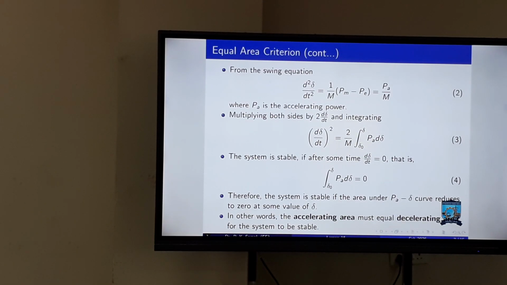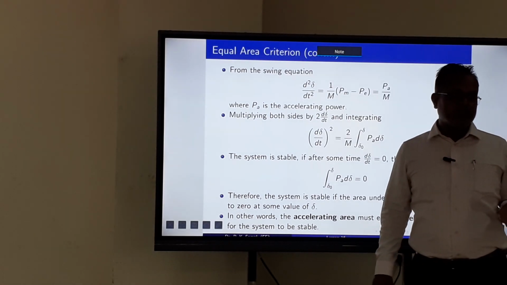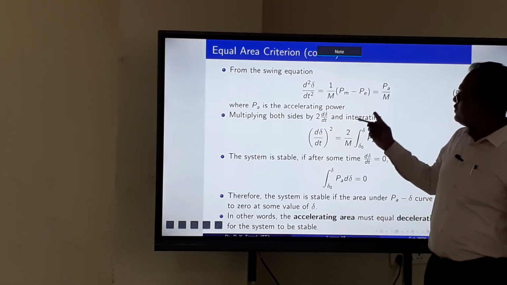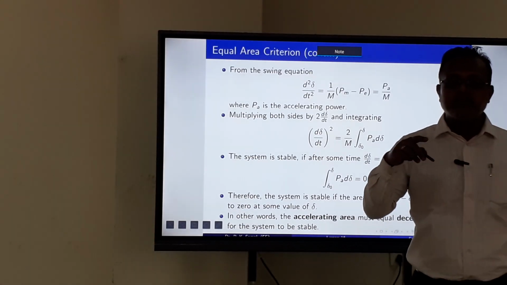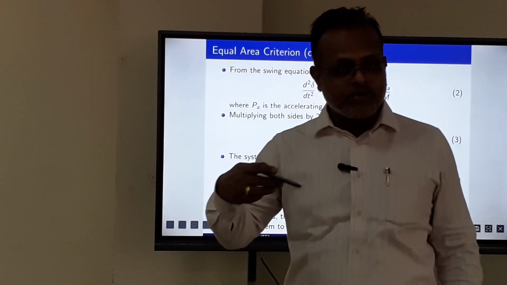Now we will derive the equal area criterion. In the exam, it can be asked as a theoretical question. You will be asked what is equal area criterion, or to derive equal area criterion.